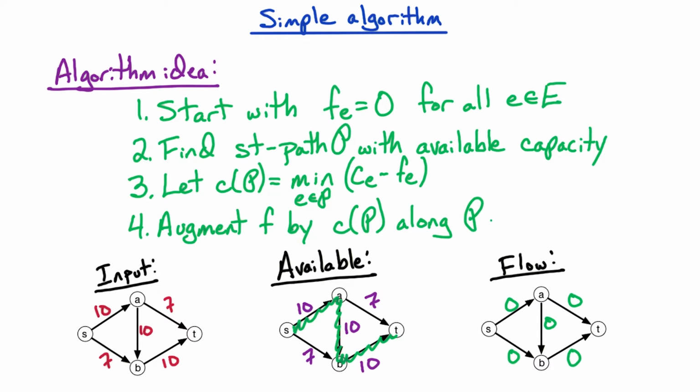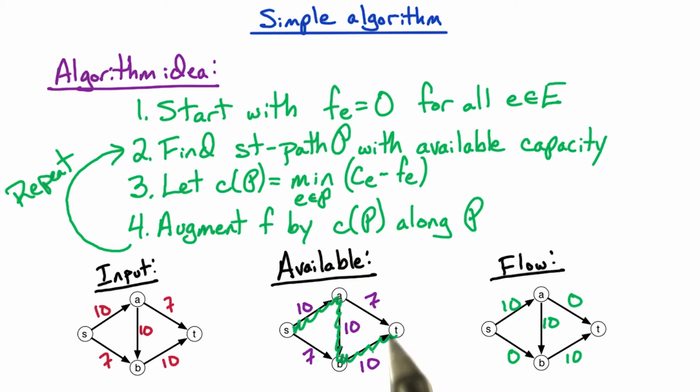So finally, we're going to augment the current flow by sending C of P units of flow along this path P. Hence, this flow changes so that we now have 10 units of flow along this path, S to A to B, and B to T. So this is the new flow we're currently at. And now we simply repeat.